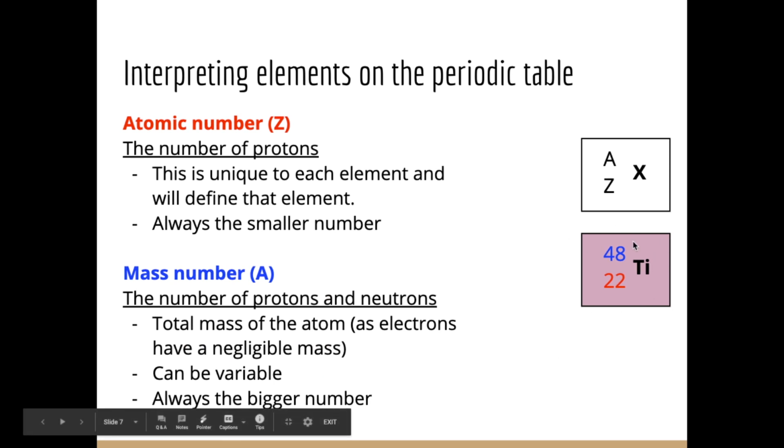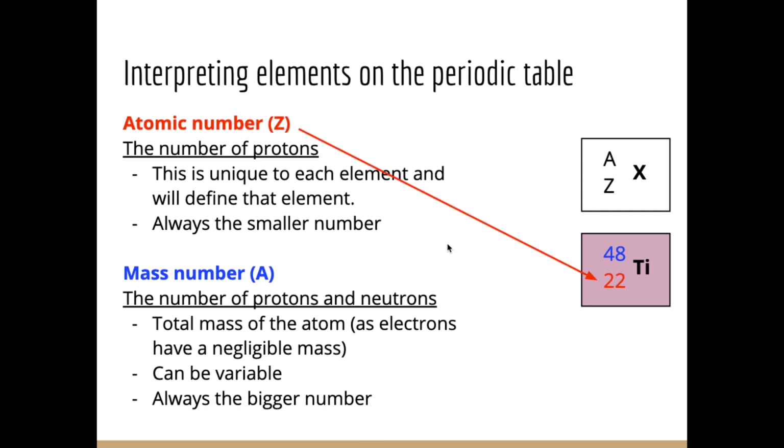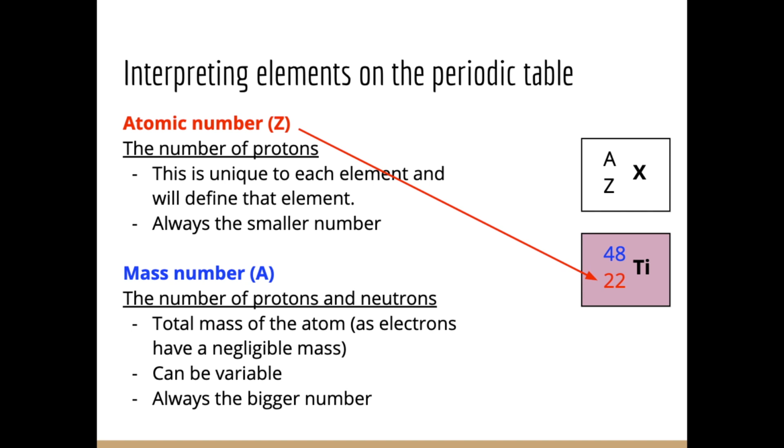This is also a slide we've seen before. When we've got an element on a periodic table, we can determine the number of protons with the atomic number, which will be the smaller number. The number of protons is unique to any given element. The number of neutrons can change, you can have different isotopes. The number of electrons can change, you can have different ions. But if you change the number of protons, you will fundamentally change what that element is. So the number of protons, the atomic number, is fixed for any given element.